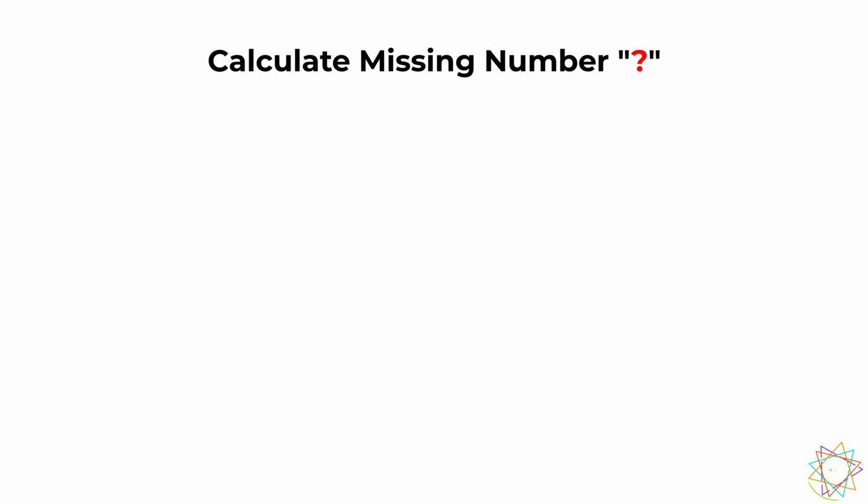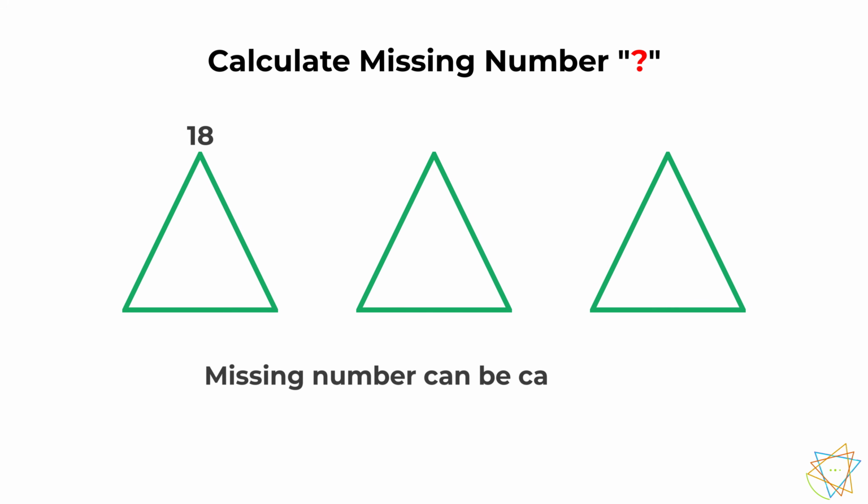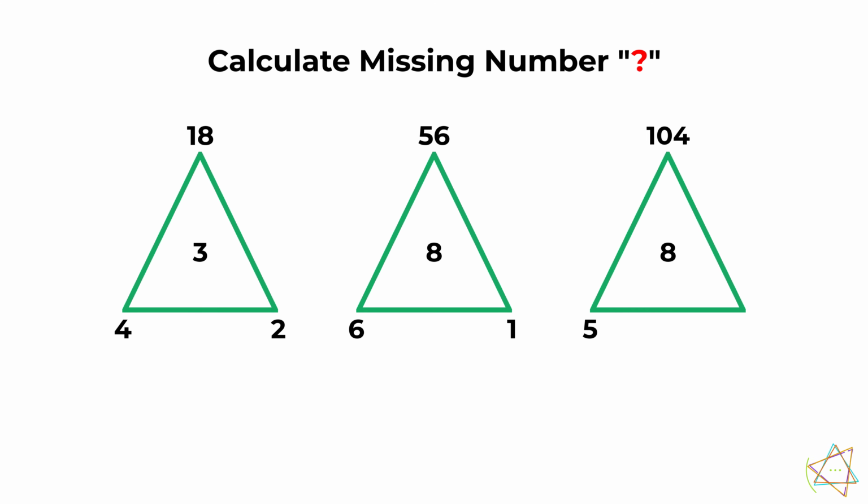You need to calculate the missing number, and you're presented with 3 triangles. Each triangle has numbers in the corners as well as in the middle. First triangle has number 18 on the top, numbers 4 and 2 at the bottom, and number 3 in the middle. Second triangle has number 56 on the top, numbers 6 and 1 at the bottom, and number 8 in the middle. Third triangle has number 104 on the top, number 8 in the middle, number 5 in the bottom left corner, and number in the bottom right corner is missing. Your choices are 9, 10, 11, and 12.